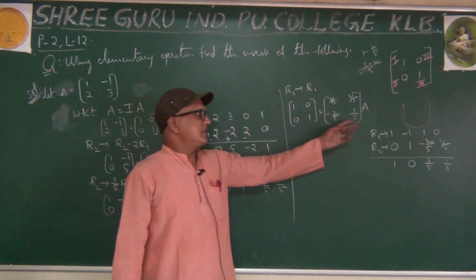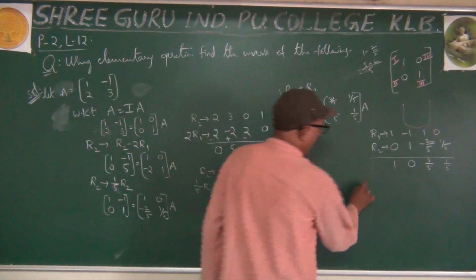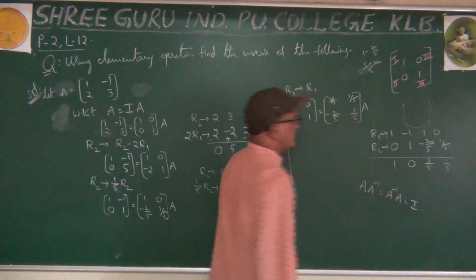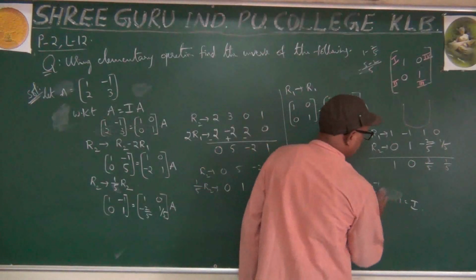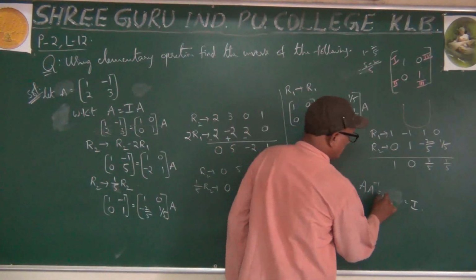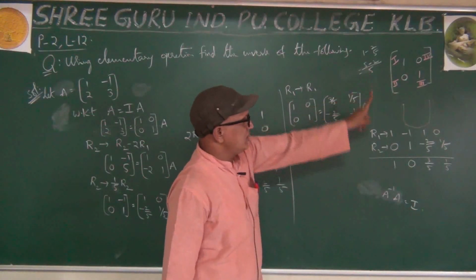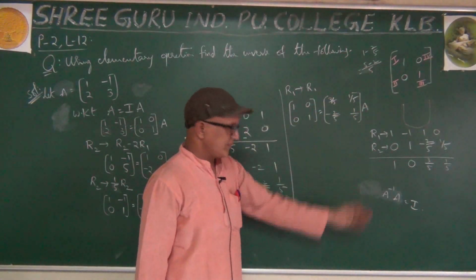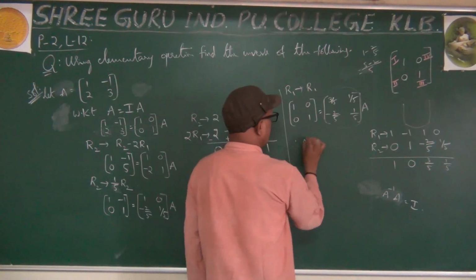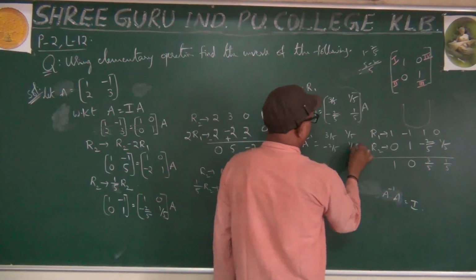That's it. This is the inverse of the given matrix. Sometime back we have seen A into A inverse equals A inverse into A equals I. So what is the inverse of the matrix? Therefore, A inverse equals 3 by 5, 1 by 5, minus 2 by 5, 1 by 5.